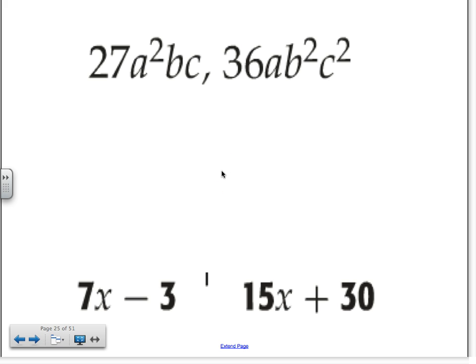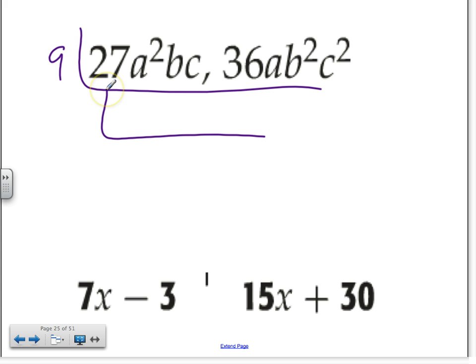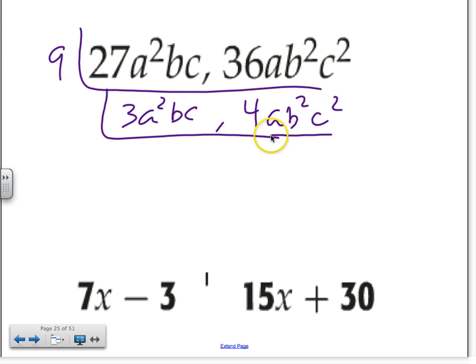Take a look at this first one. Can we find the LCM for this? Yes. What do we do? Factor. Okay, let's do that. What is the GCF? What can we take out? No, let's take care of our numbers first. What can we take out? 9. If we take out a 9, what do we have left? 3 and 4. 3a squared bc. Okay, next? 4ab squared c squared. Very good. Are we done with numbers? Yes. Good, then move on.